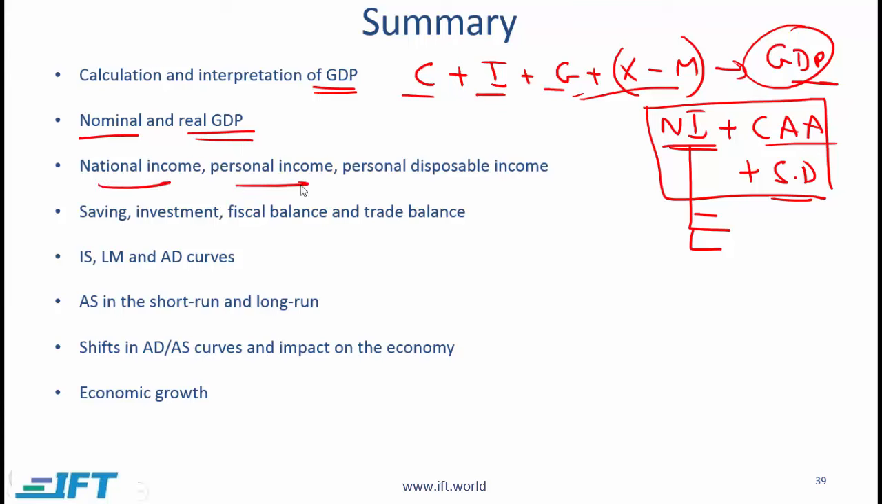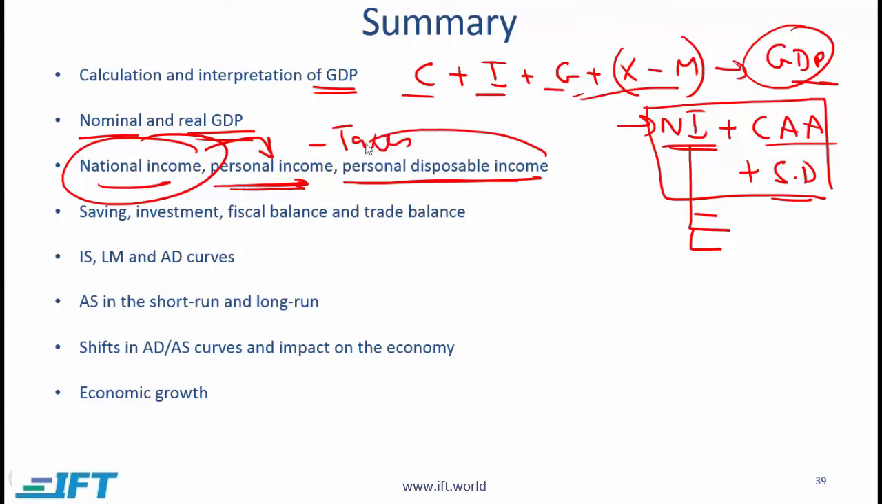National income, personal disposable income. We've already talked about national income over here. You need to know the formula that takes us from national income to personal income. This is the income that people receive, but we also need to recognize personal disposable income, which is personal income minus personal income taxes. This is an important number because it tells us about the consumption appetite of society.